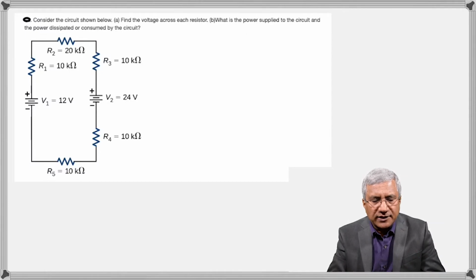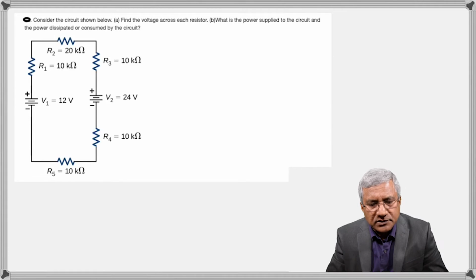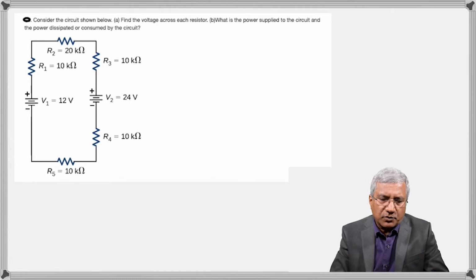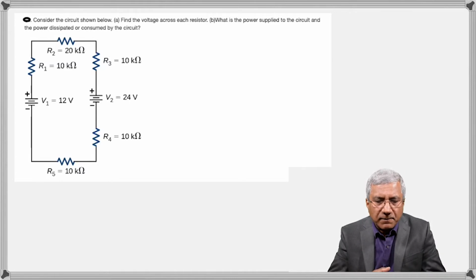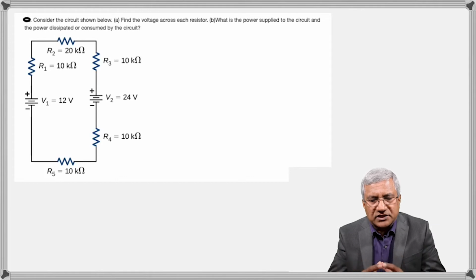Number 4 is an electrical circuit that's given here. Consider the circuit shown. Find the voltage across each resistor. And what is the power supplied to the circuit and the power dissipated or consumed by the circuit. Okay. So what kind of circuit is this? All of the components are connected in series. We can see that. We have 1, 2, 3, 4, 5 resistors, and 2 batteries, 12 volt and 24 volt, and we have to find the voltage across each resistor.